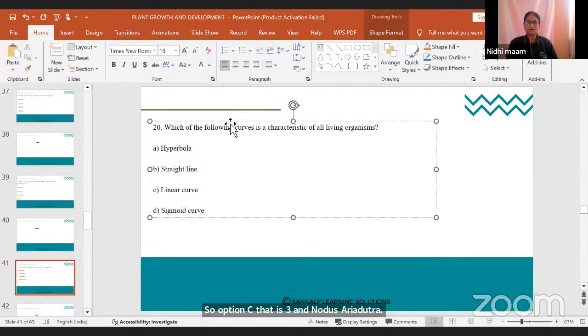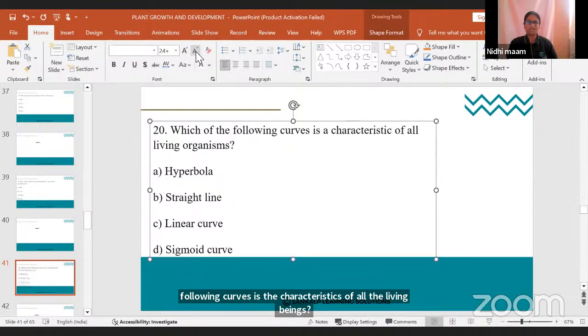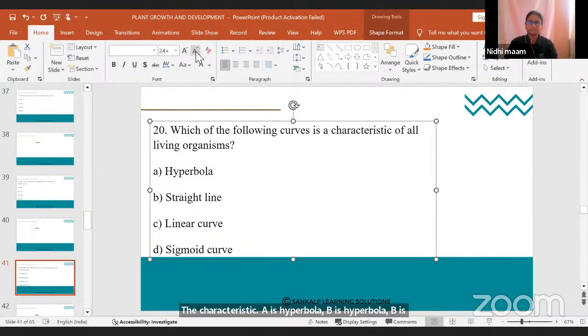Which of the following curves is a characteristic of all living beings? A is hyperbola, B is straight line, C is linear curve, D is sigmoid curve. Which of the following curve is a characteristic of all living organisms?